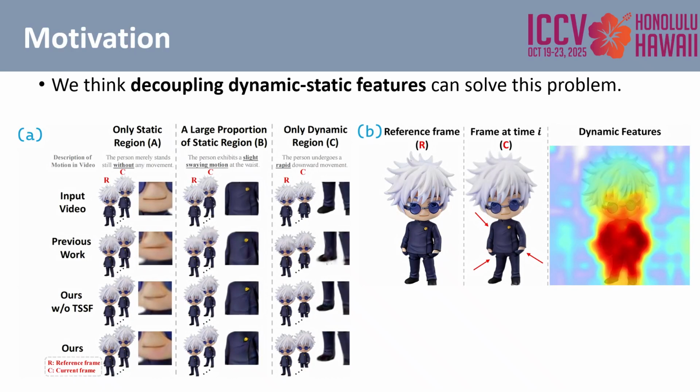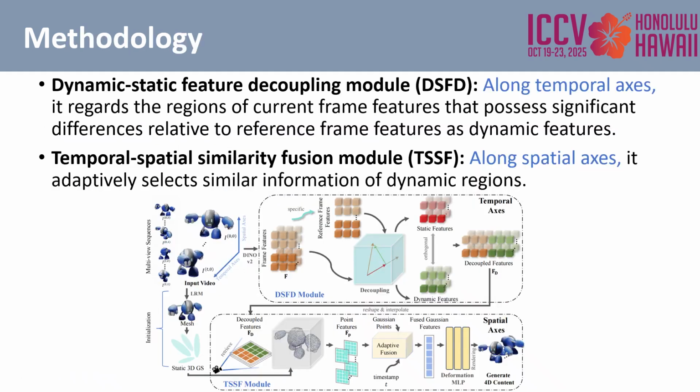Based on this assumption, we decompose the dynamic components between each frame feature and reference frame features along the temporal axis. The dynamic component, also termed dynamic features, as difference features between two frame features, is able to represent the dynamic information, as shown in figure B. At last, we acquire decoupled features driven by dynamic components and corresponding frame features.